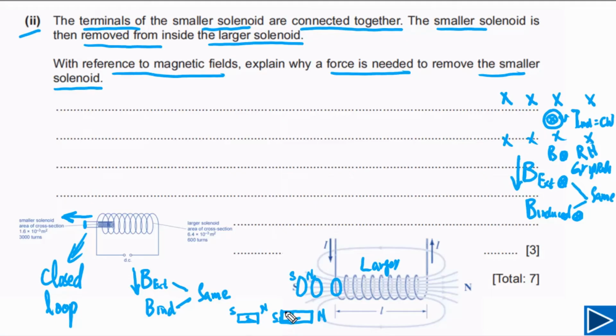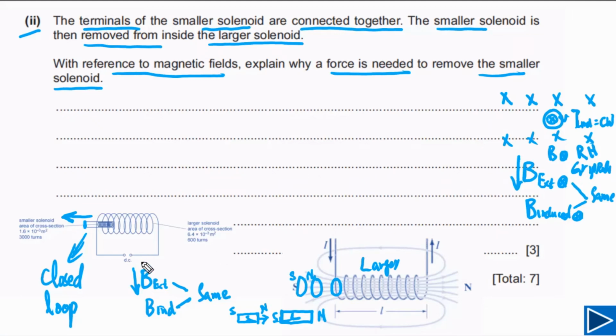Now you can see S and N will attract each other. So it means there will be an attractive force on this smaller solenoid. So we have to apply force to move this coil out of the larger solenoid to overcome the attractive force between the larger solenoid and smaller solenoid. That's all we need to understand.